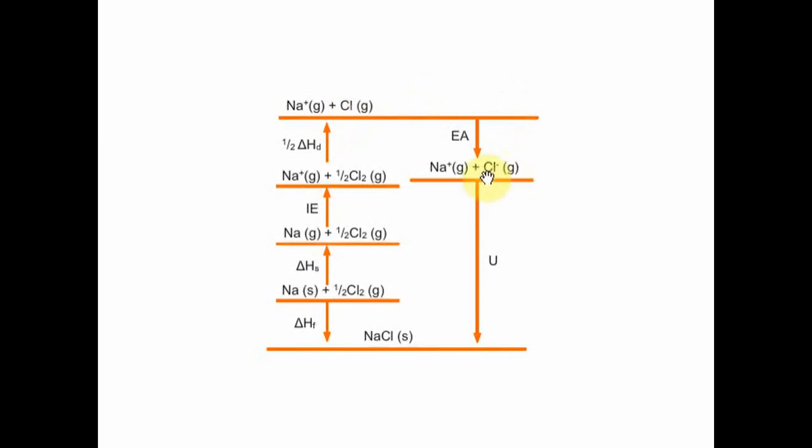Now this chlorine atom is converted into a chloride ion by gaining an electron. The enthalpy of this reaction, that is conversion of a neutral chlorine atom into a negatively charged chloride ion, is equal to the electron affinity of chlorine. Sodium ion and chloride ion, which are oppositely charged, will combine to form sodium chloride. These ions were in their gaseous state and the product, that is sodium chloride, formed is a solid ionic compound. The enthalpy of this reaction will be equal to the lattice energy of sodium chloride.